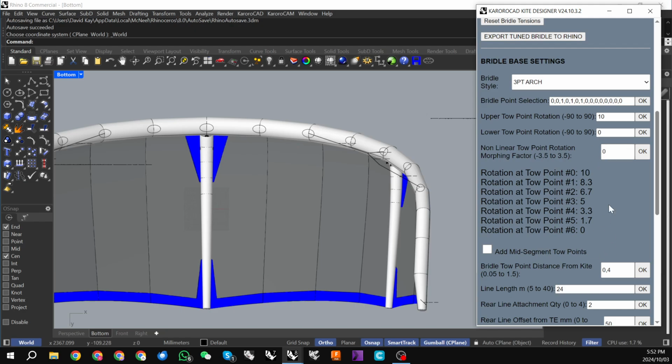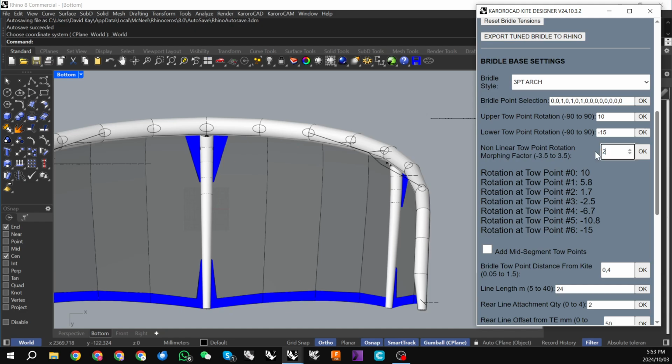So if we then go to that lower control point and say put in -15, we can actually rotate that one outboard by that amount, and all of the rest of the toe points get a rotation factor that is a linear interpolation between those two values. So if we didn't want a linear relationship here, we do have this non-linear toe point rotation factor.